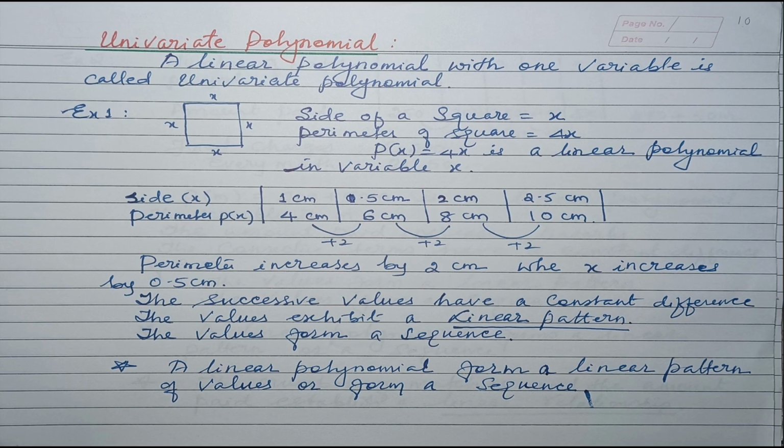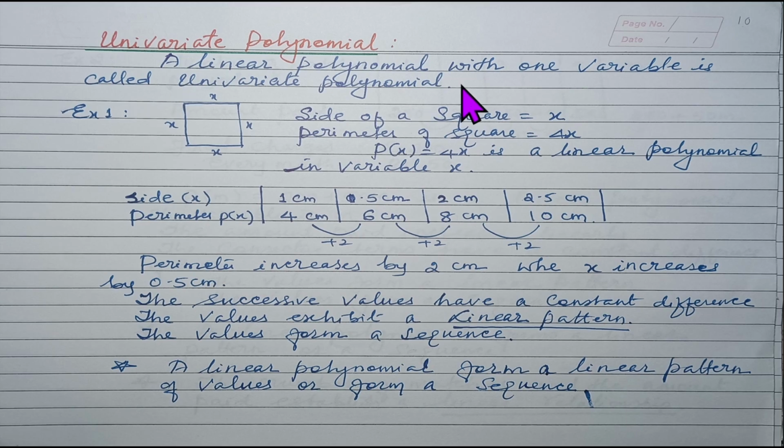Now what is this univariate polynomial? A linear polynomial with one variable is called univariate polynomial. Very simple. A linear polynomial with one variable is univariate polynomial. Now let us take an example and understand this.